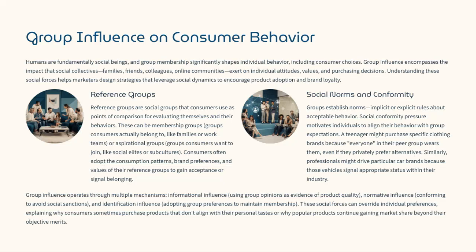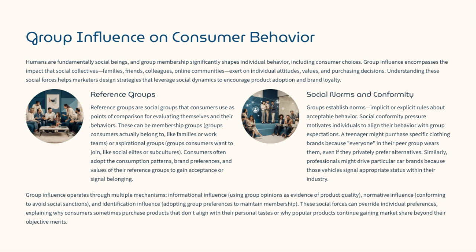Group influence operates through several important mechanisms that shape consumer behavior. First, there's informational influence, where we look at what a group thinks about a product as evidence of its quality. If everyone in a group praises a certain brand, we might assume it's better, even if we haven't tried it ourselves. Then, there's normative influence, which is about conforming to avoid social sanctions.